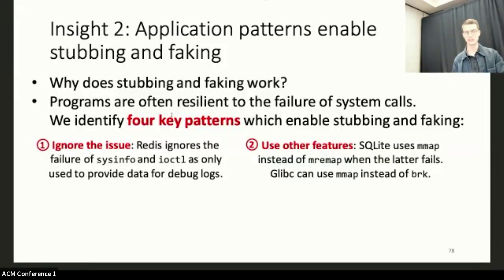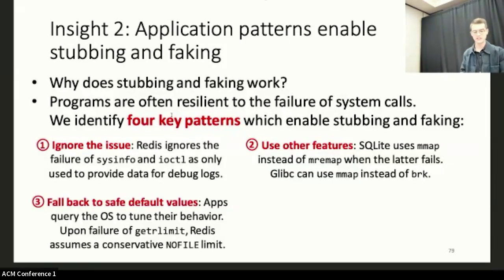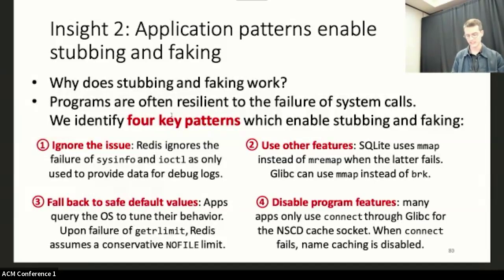Another one is the application using alternate OS features. The glibc, for example, can use mmap when brk fails. When the system call fails to return information or data, the application may also fall back to default values known to be safe. For example, Redis uses the getrlimit system call to query the maximum number of files and uses a conservative limit when it fails. Finally, the application may also disable some of its own functionalities that use the faulty system call. And that is, for example, the case of the connect system call and the name service cache.